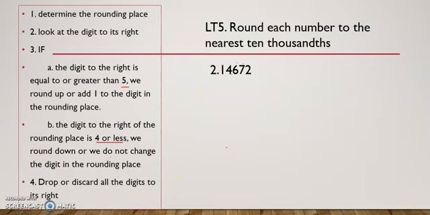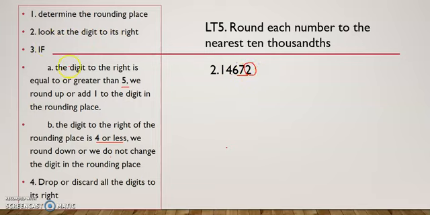Now, let's take another example. This is from your module, Learning Task 5. Round each number to the nearest 10,000ths. Okay. First, you have to determine the rounding place. So, this is tenths, hundredths, thousandths, 10,000ths. So, the rounding place is the 10,000ths place, which has a number 7. Okay. Next, look at the digit to the right of the rounding place. So, the digit to the right is the number 2.